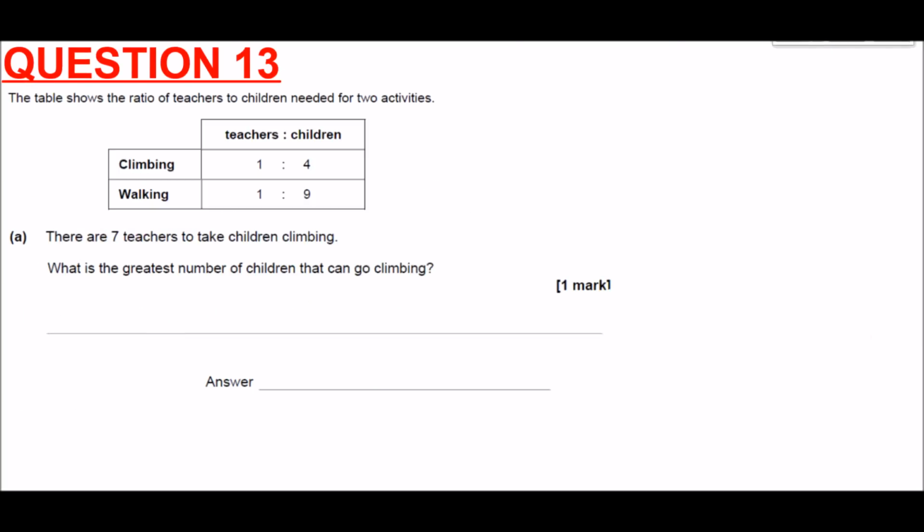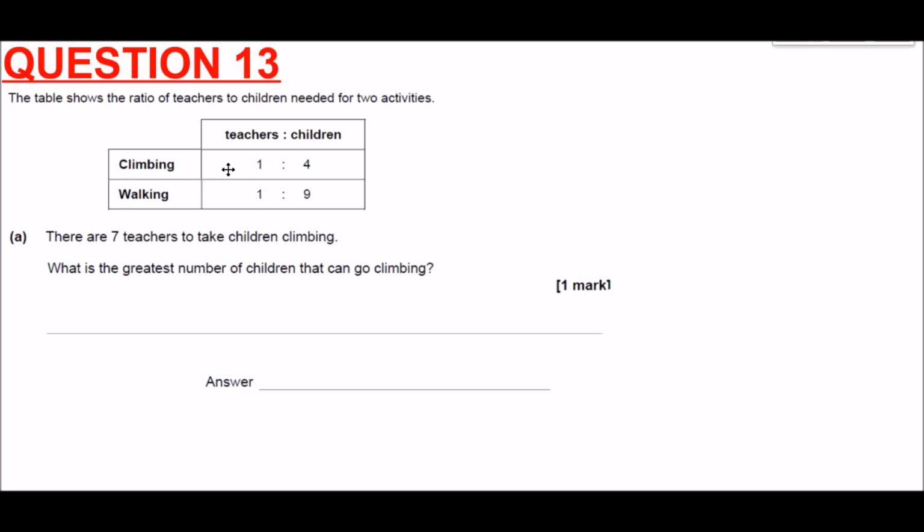Question 13. The table shows the ratio of teachers to children needed for two different activities. So we've got climbing and walking. There are 7 teachers to take children climbing. What is the greatest number of children that can go climbing?